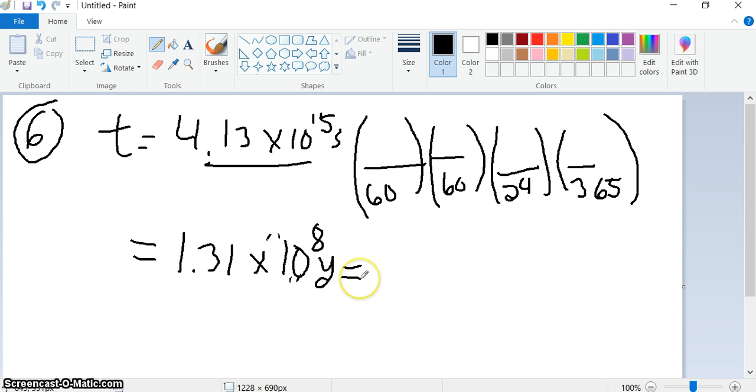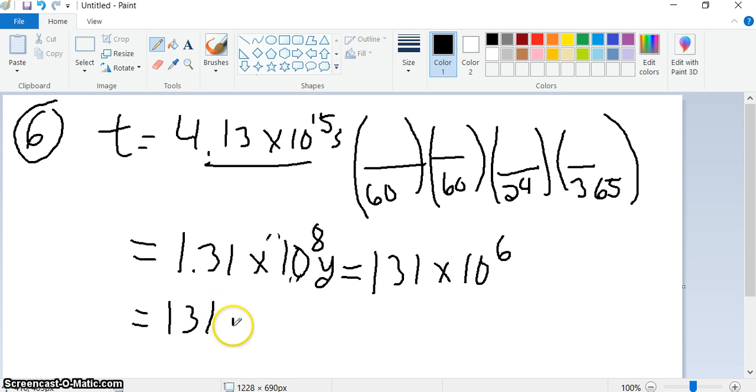All right, so let me move the decimal point over 2 places to the right, so that becomes 131 times 10 to the 6th. Or you could say 131 million years. You could write it like that. 131 million, or mega, either way, million years. So that's how long it takes these two galaxies.